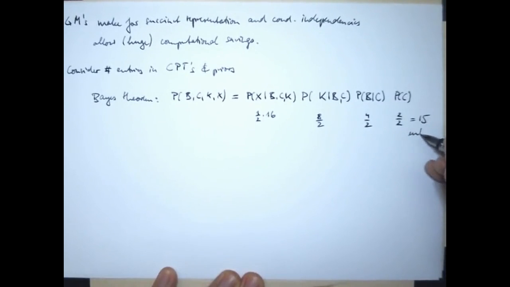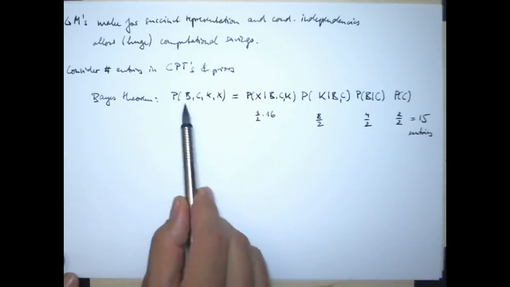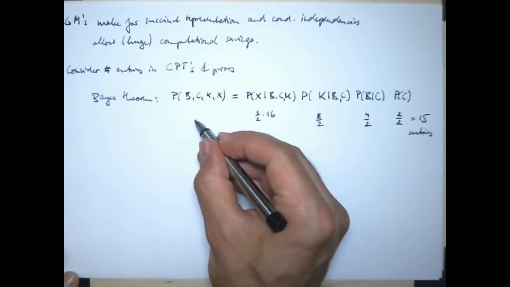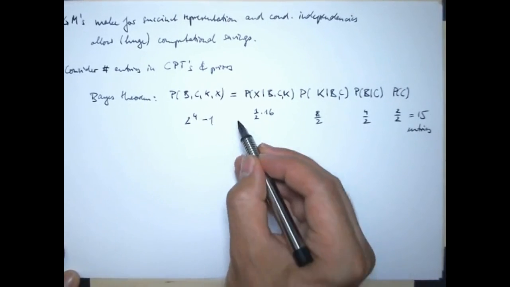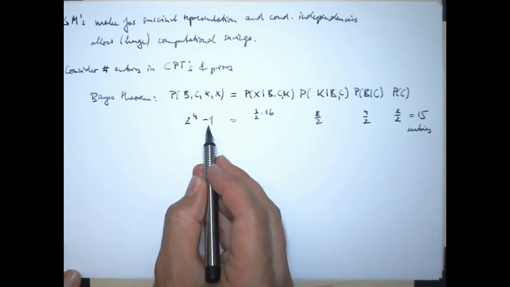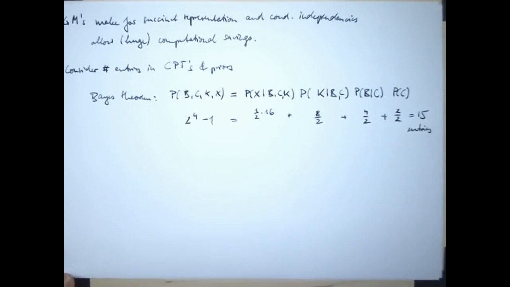And another way to arrive at that number is to say that, well, we have 4 random variables here, so there are a total of 2 to the 4 states minus 1, which we get from normalization, so that's a total of 15.